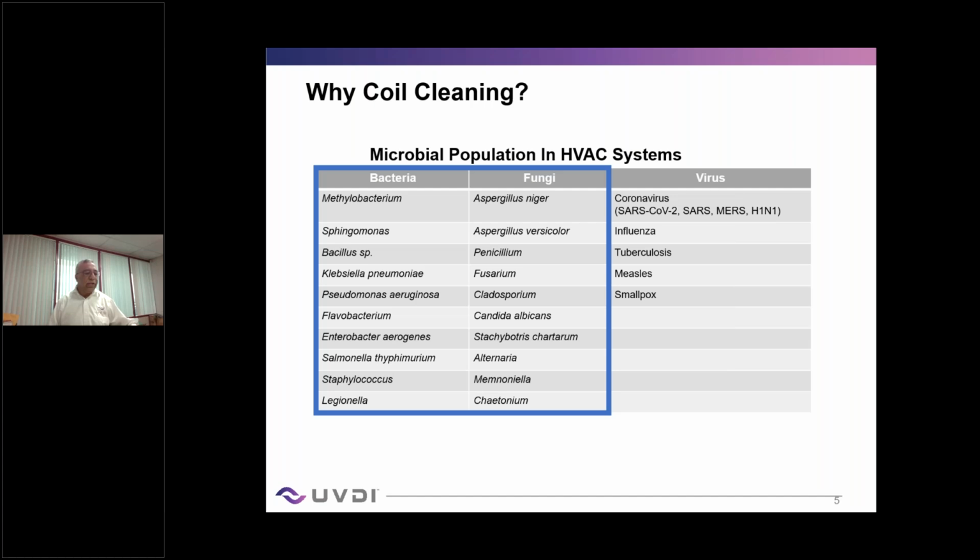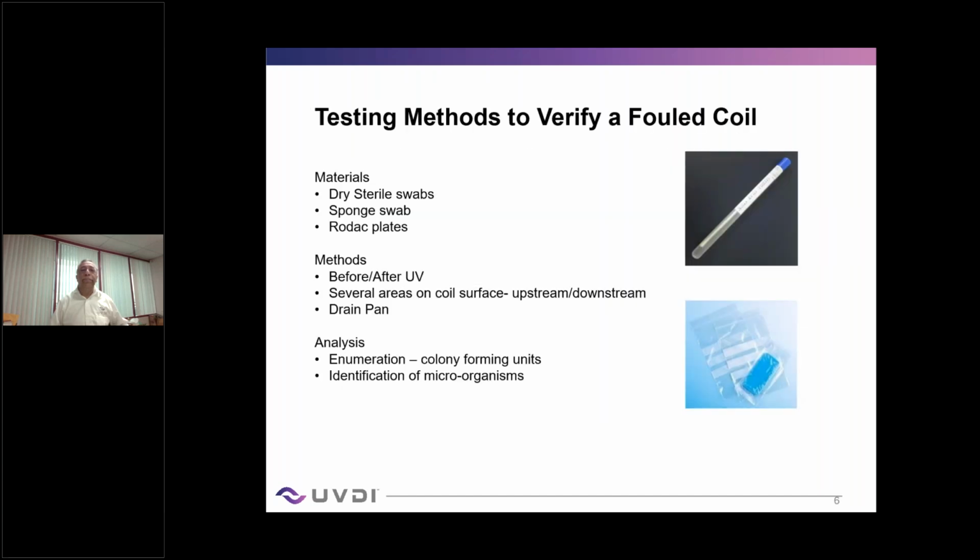You've heard about the recent outbreaks of Legionnaires' disease, which have been associated with the airborne transmission of Legionella, and they're coming from cooling towers, and then they get deposited on the coil.